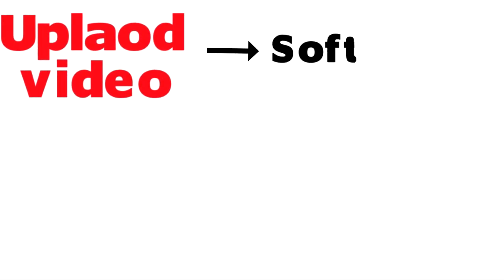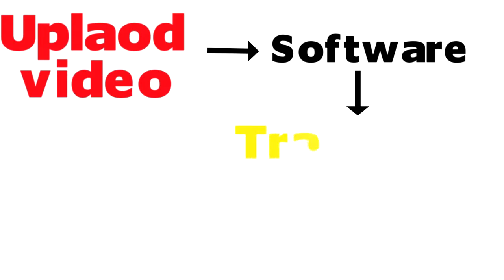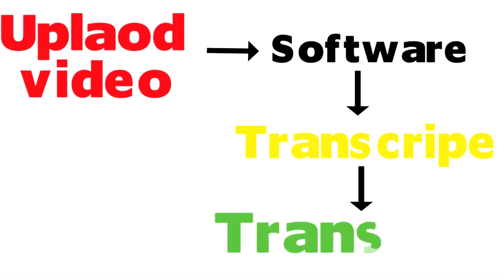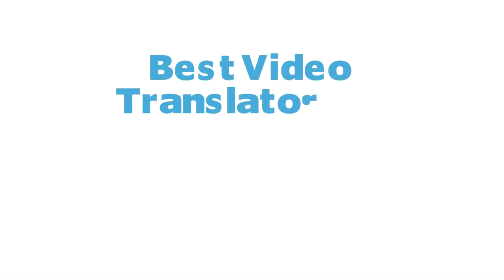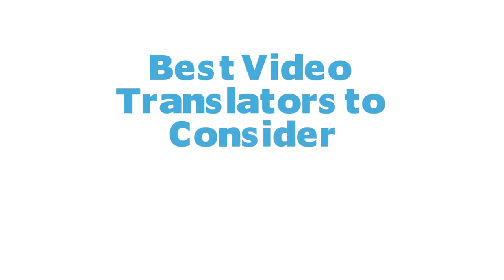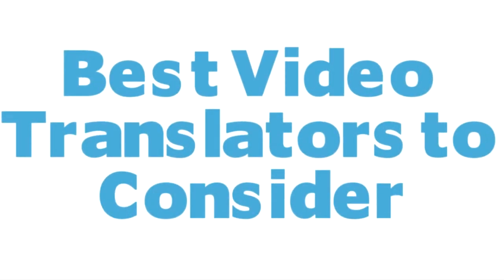Well, a simple way of translating videos that is widely used by many people online is by simply uploading the video into a software, generating the subtitle automatically, and finally translating the video into any language that you want. Now, assuming you want to create a video and you want to make it accessible to the global audience by automatically translating it online, here are the best video translators you might want to consider to help you get going.